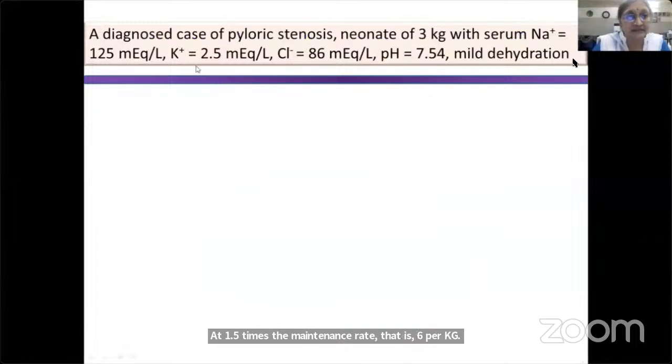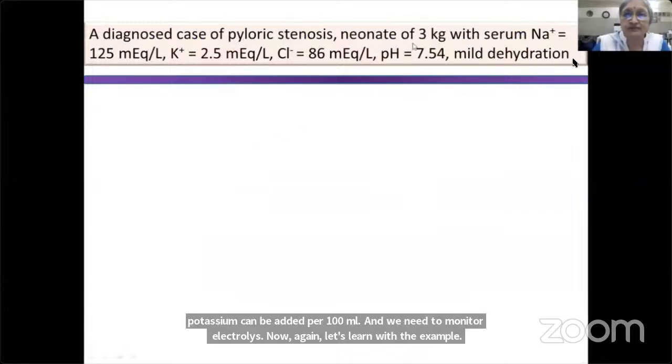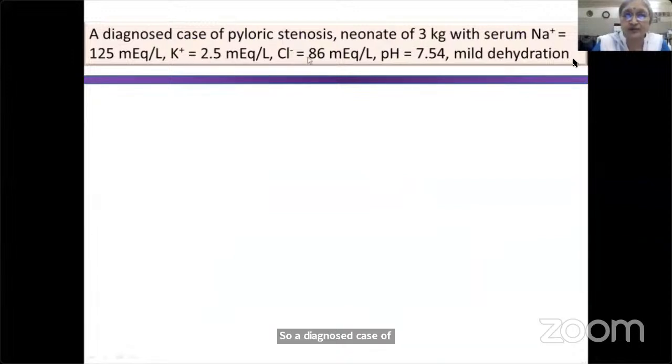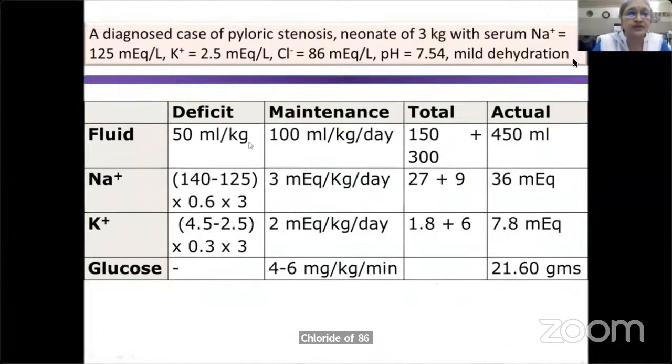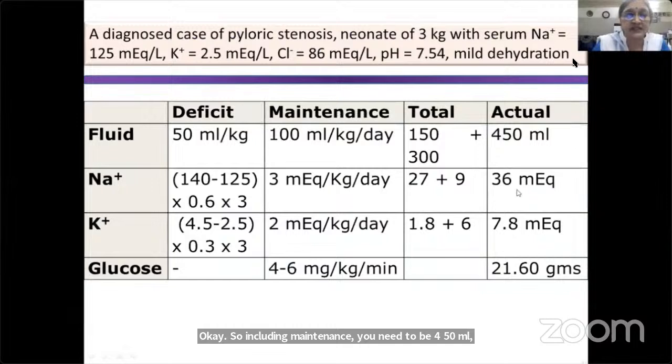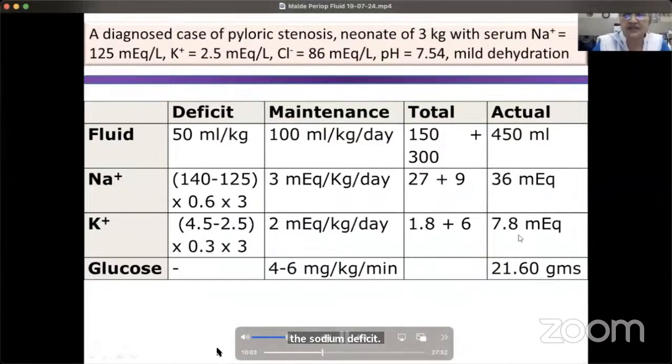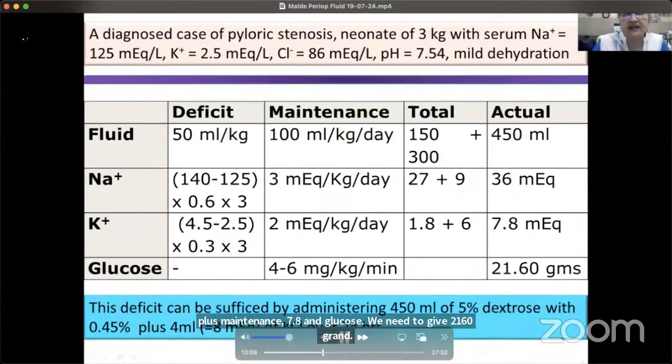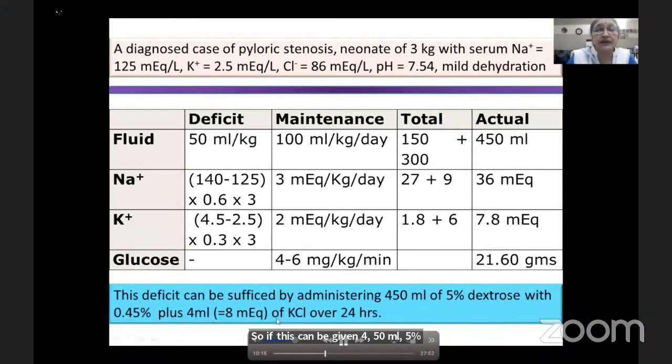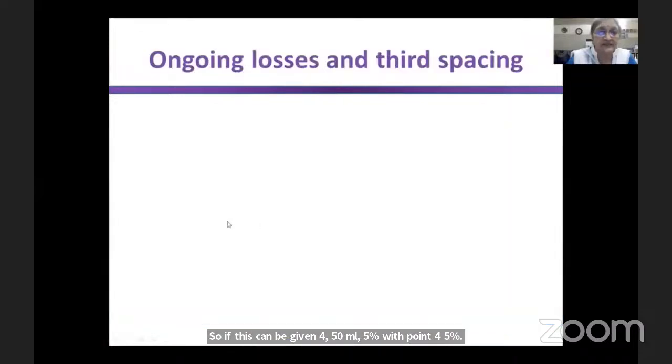Now, again, let's learn with an example. A diagnosed case of pyloric stenosis, a neonate of 3 kg with serum sodium of 125, potassium of 2.5, chloride of 86, pH of 7.5, and mild dehydration. So that means the fluid deficit is 50 ml per kg. Including maintenance, you need to give 450 ml. The sodium deficit including maintenance is 36 mEq, potassium deficit plus maintenance is 7.8, and glucose we need to give 21.60 gram. So this can be given with 450 ml of 5% dextrose with 0.45% saline plus 4 ml of KCl over 24 hours, that will suffice.